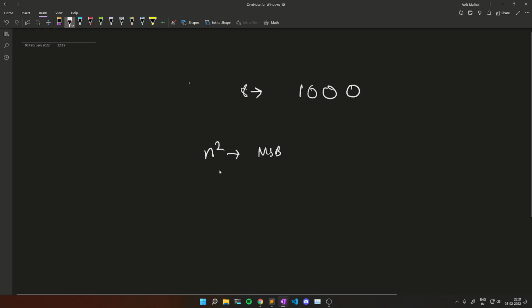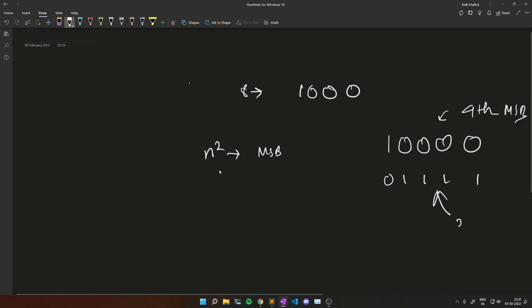Now how can we know which number is larger? The number which has the higher MSB will be greater than the other number, because for example if one number is like this and another number has more set bits but like this, then this number has its MSB at the 4th bit, and this number has its MSB at the 3rd bit. So obviously the number with the higher MSB will be larger.